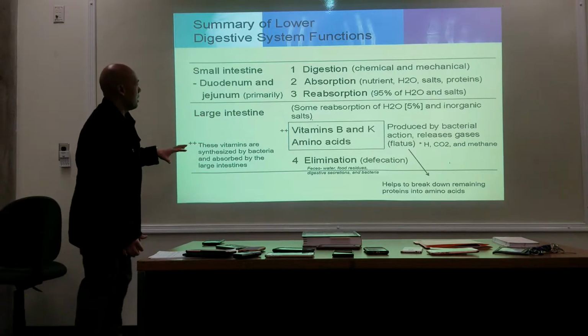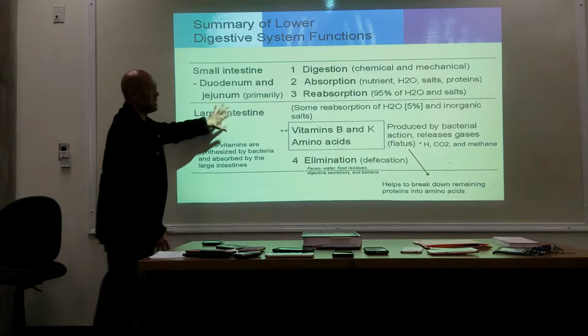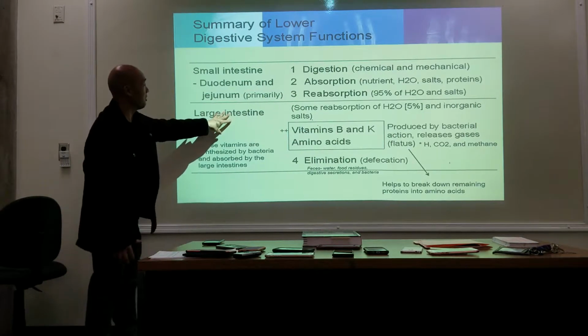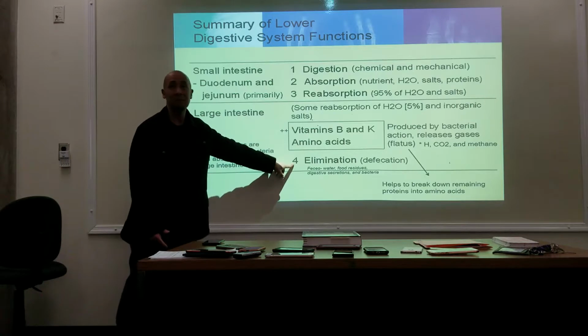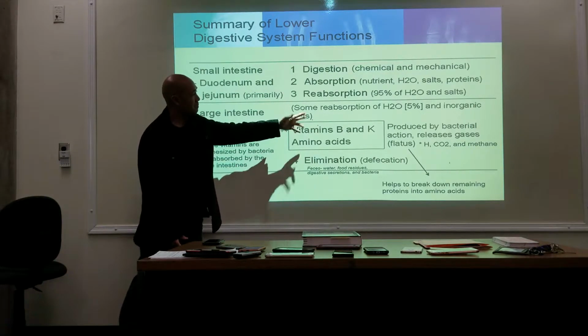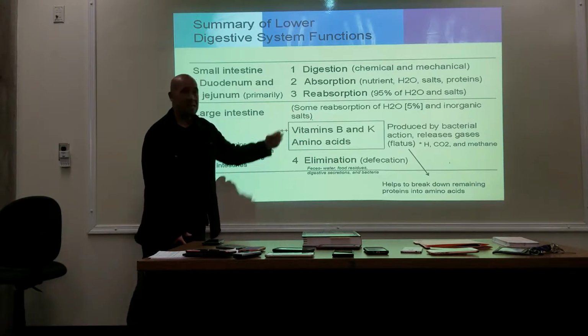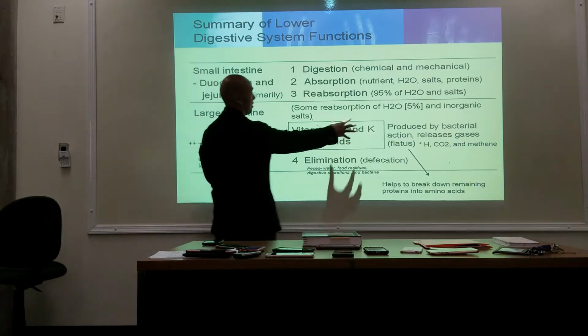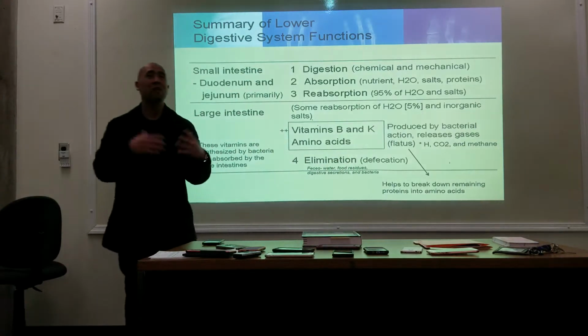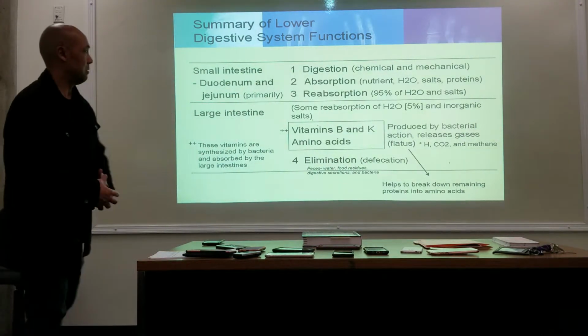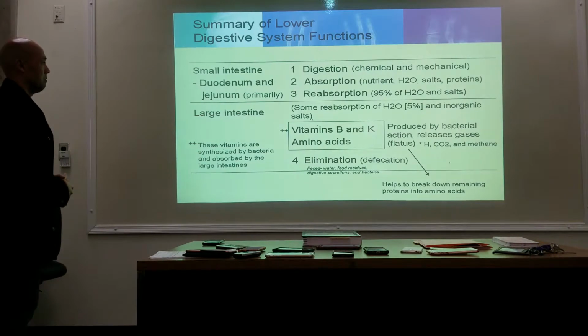Now, large intestine. The major function of the large intestine is to eliminate the waste. That's it. Because only about 5% of the nutrients or water is absorbed. So only 5% occurs at the large bowel. Everything else is trying to get rid of any of the waste material. Okay.